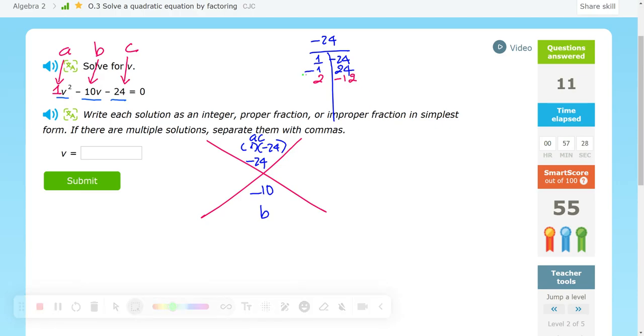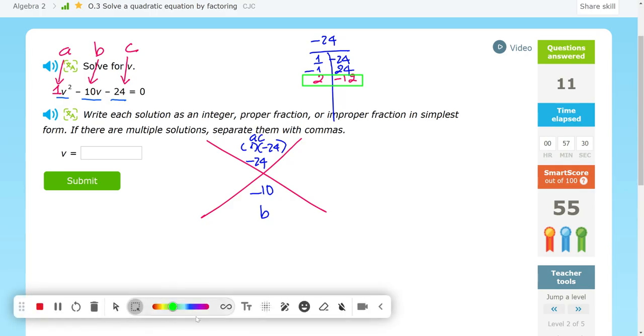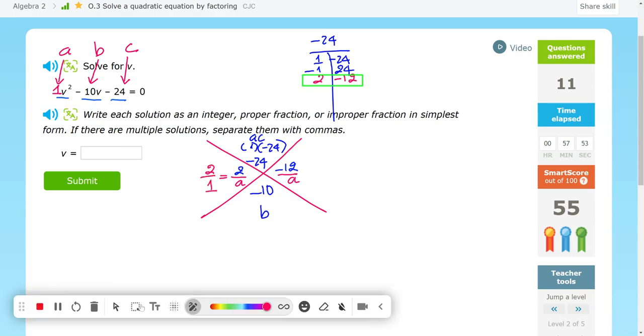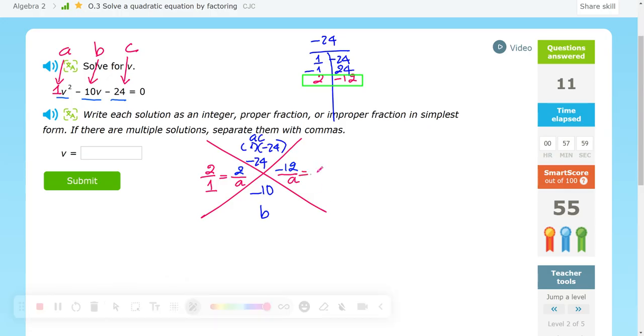So I will choose this pair right now. 2, negative 12. So I put in the box right here, 2, negative 12 to the diamond. Alright, next step, do not forget. What do we do? Divide by A. Ooh, but what happened? Your A happened to be number 1. So it's not a big deal. When you divide by number 1, it's the same thing. So negative 12 over 1. That's it. So easy.